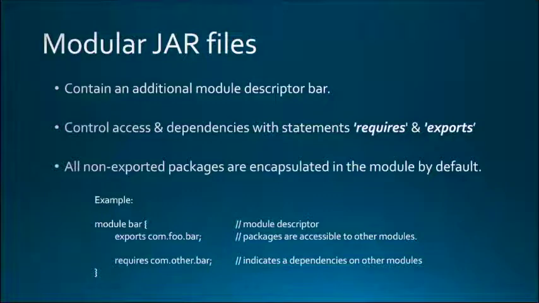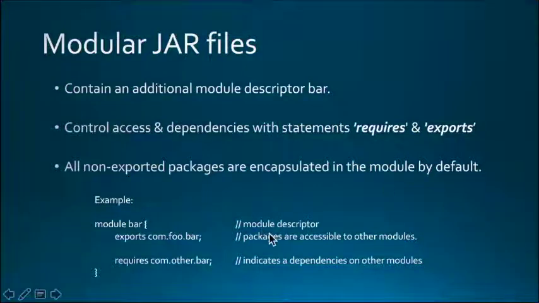Modular JAR files also contain additional module description. Okay, so in order to do modules, you now have to create a module class file, which is kind of like the META-INF or the WEB-INF directory of web applications. This particular class is going to essentially tell the compiler what to pull in and what to share out. So you control the access and the dependencies with the requires and exports commands, and all non-exported packages are essentially encapsulated in the module by default. So they're not necessarily shared, but if you pull in the module, they will still be there so that they can be called and used.